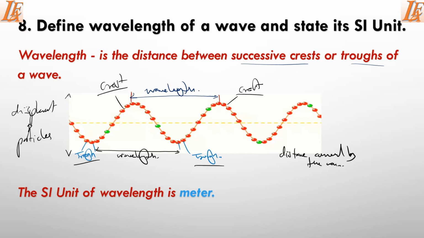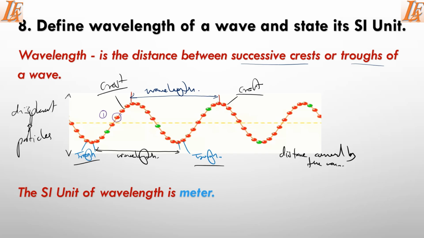Sometimes we define wavelength as the distance between two particles which are in phase. Particles are in phase if they are moving in the same direction and they are at the same maximum displacement. And I want to give you a good example. Look at this particle here which I've marked.